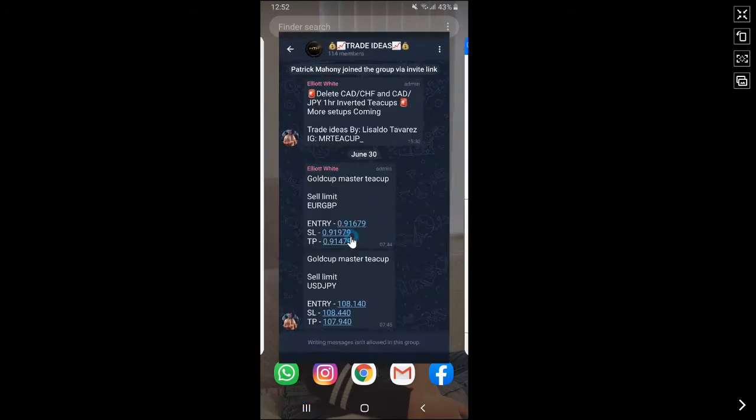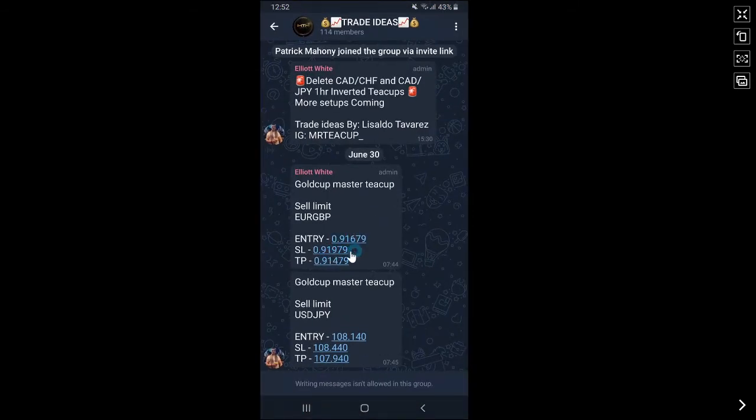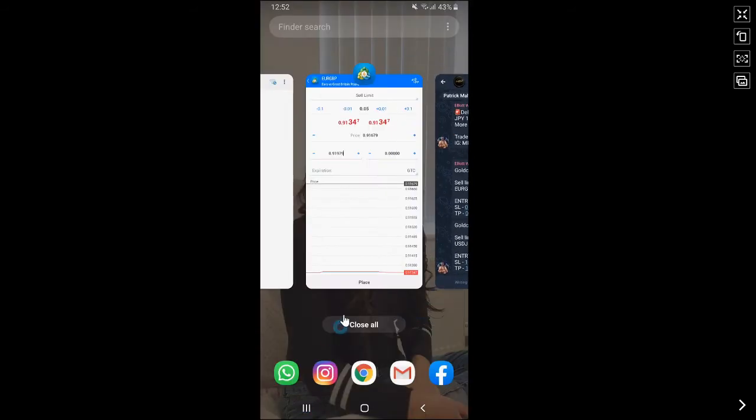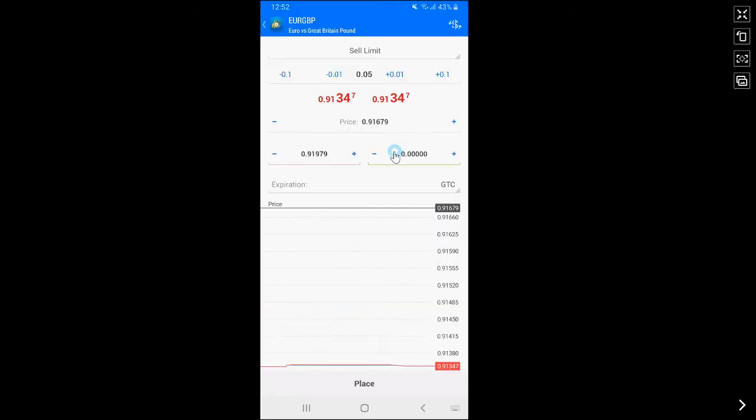91979, and the take profit is 0.91479. And the take profit is always the one with the green line. So that is literally all you need to put in.